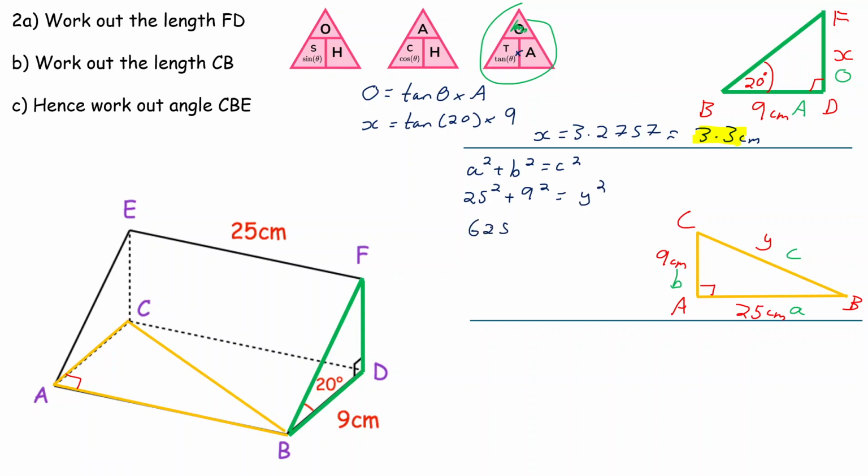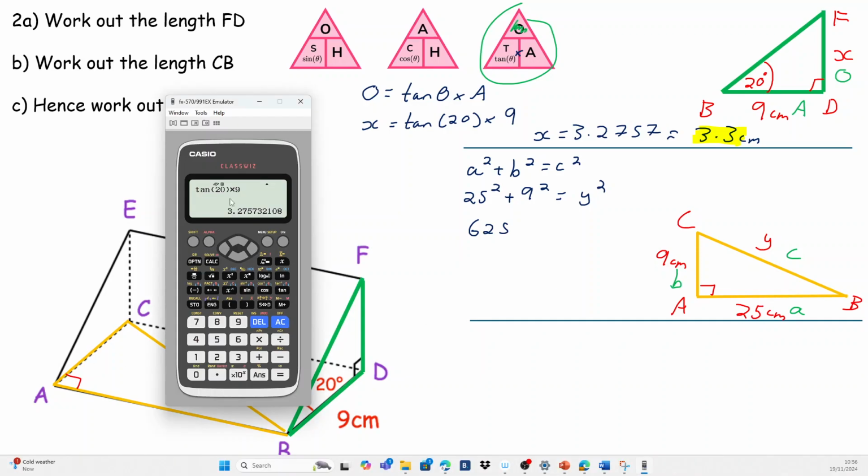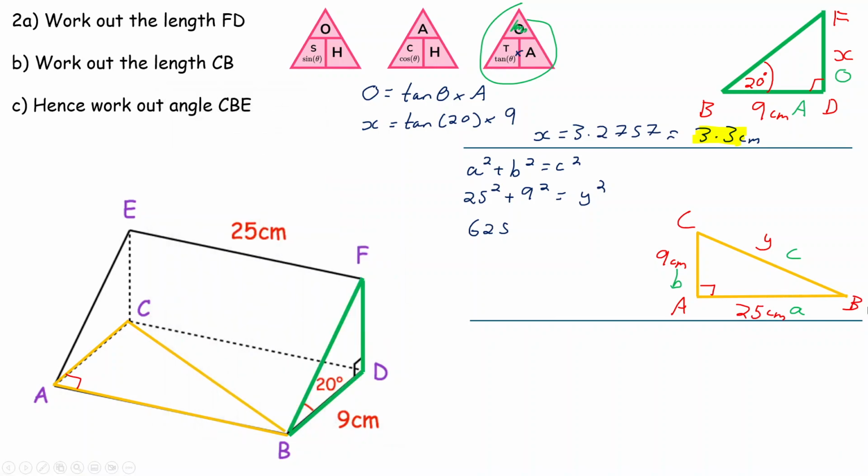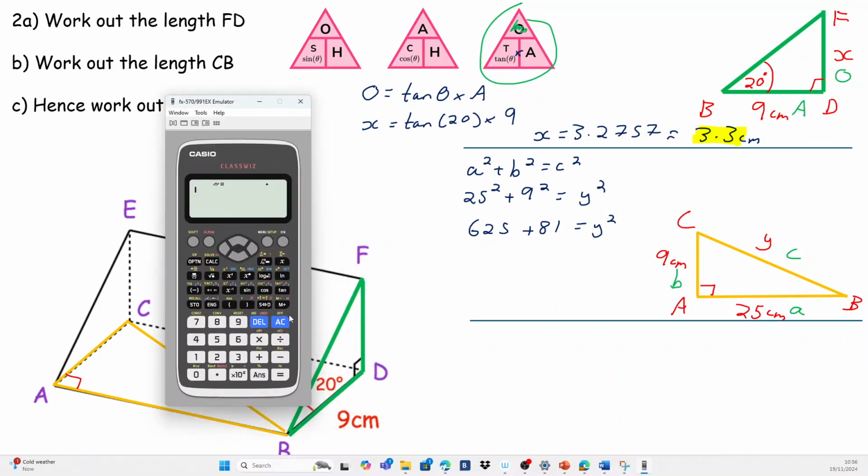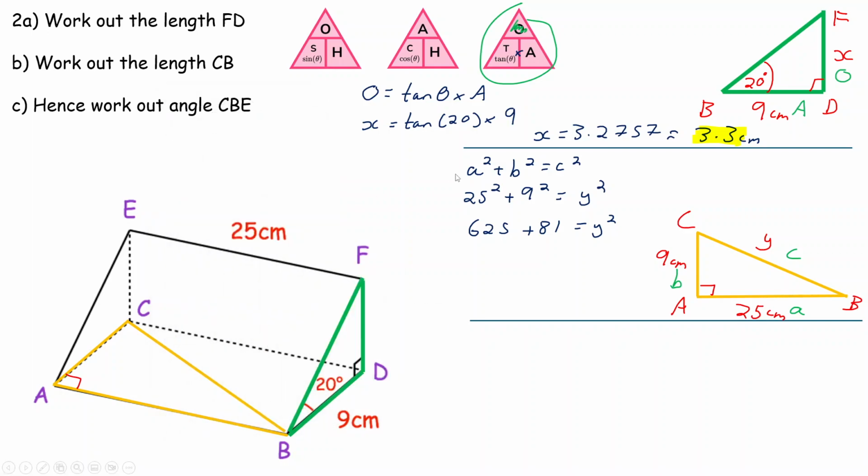625, let's double check that. Don't want to make any silly mistakes. 25 squared, it is 625, good. Plus 81 is equal to Y squared. Let's go and add these together now. So 625 and 81 is 706. So 706 is equal to Y squared. So Y is going to be equal to the root of 706.